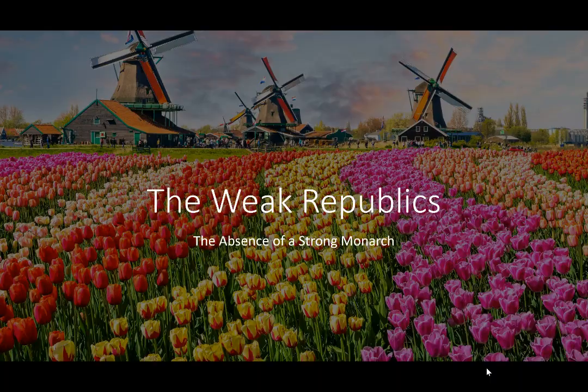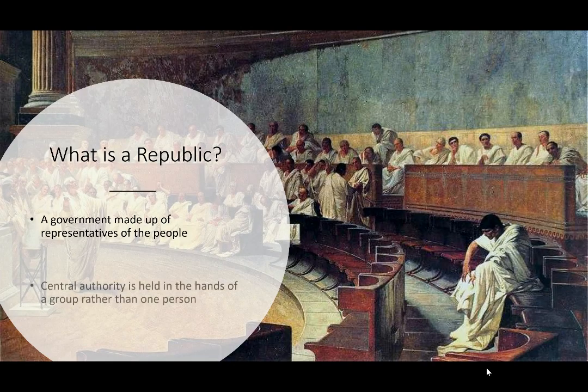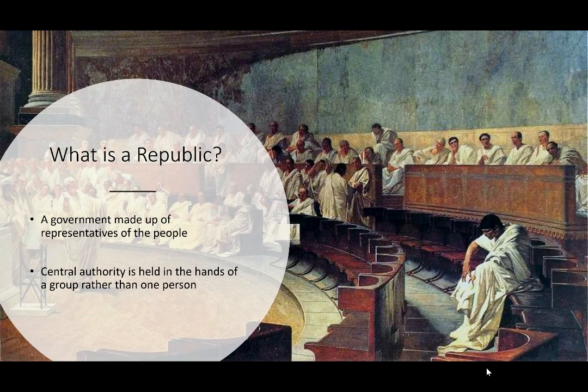All right. So the first thing is, what is a republic? And again, this is a sixth grade term. You guys remember it. But what is a republic? It's a government made up of representatives of the people. And again, that term, the people, is kind of important. Who are the people? Central authority is held in the hands of a group of people rather than a singular person.